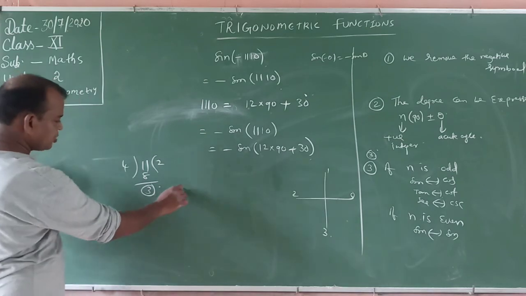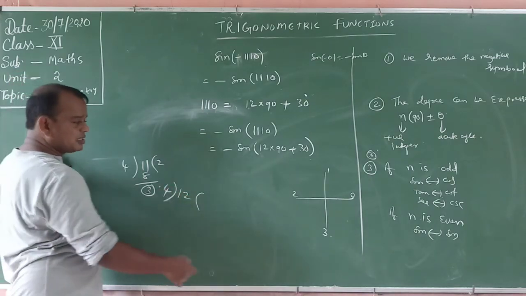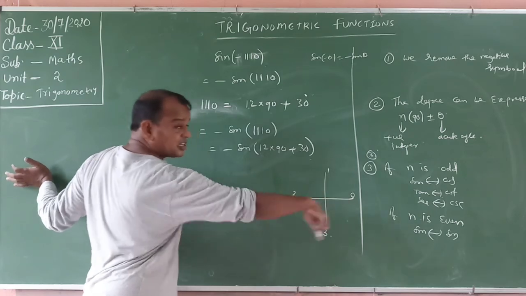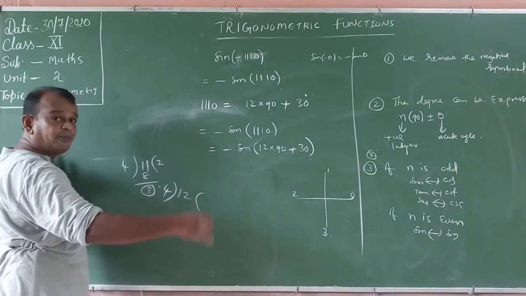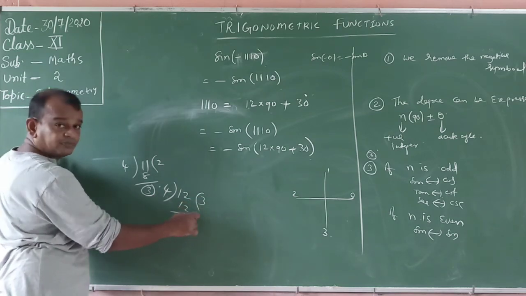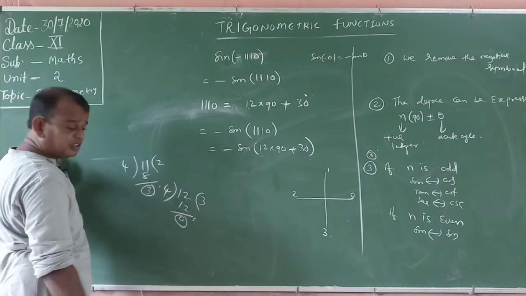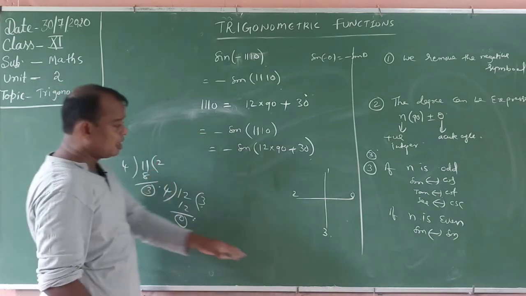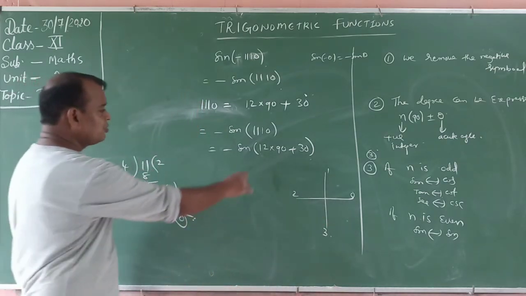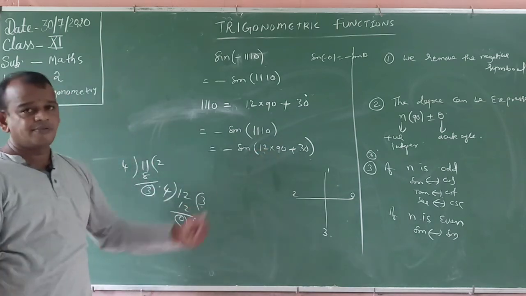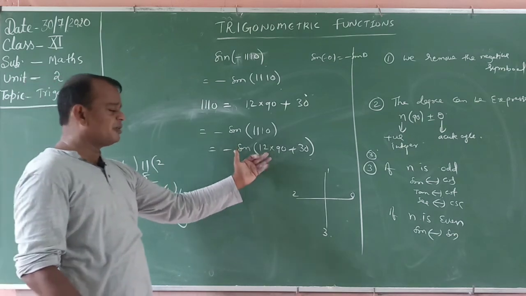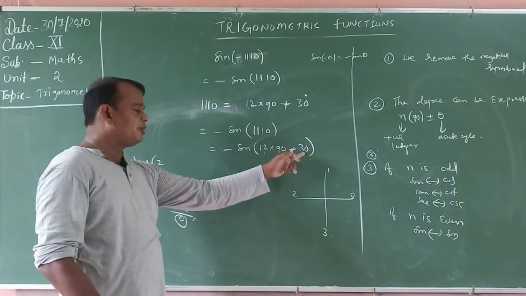Okay, 12 is there, so we divide by 4. 4 threes are 12, remainder 0. After 360 degrees, one rotation complete, again a fresh start. 3 complete rotations, then again a fresh start, means which coordinate? Whenever n is a multiple of 4, immediately go to the first coordinate.